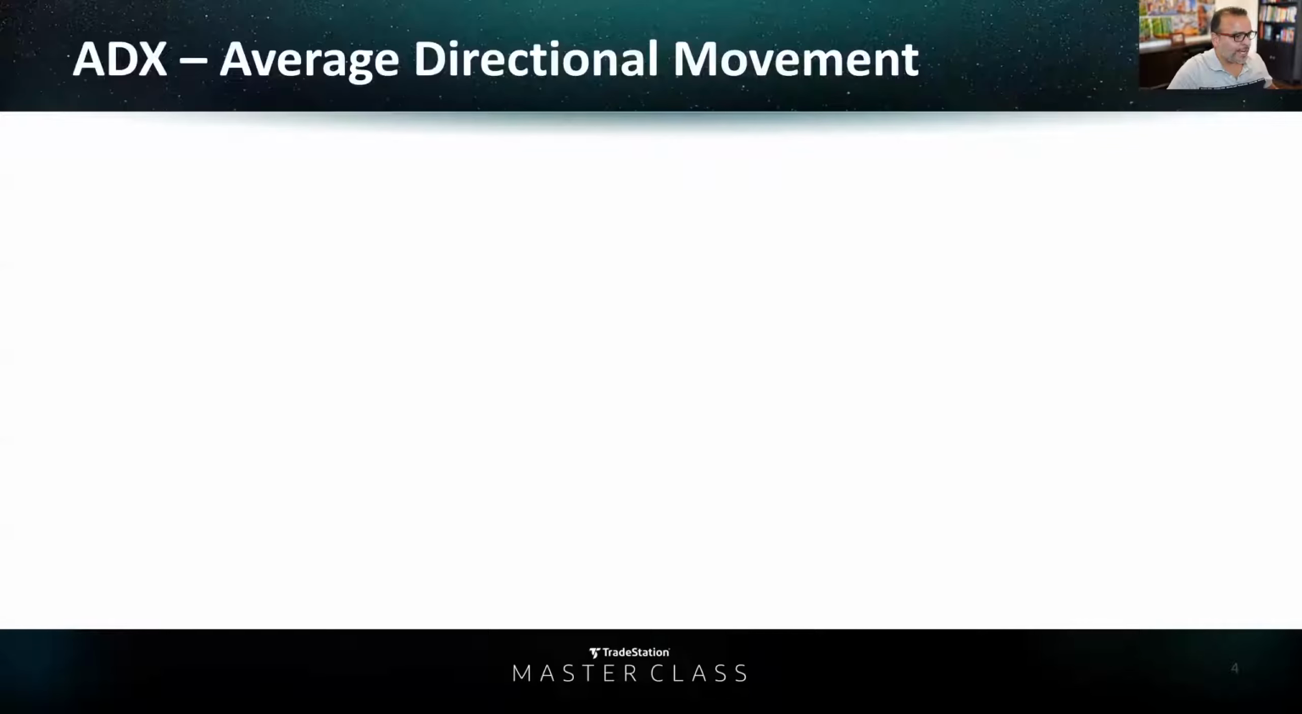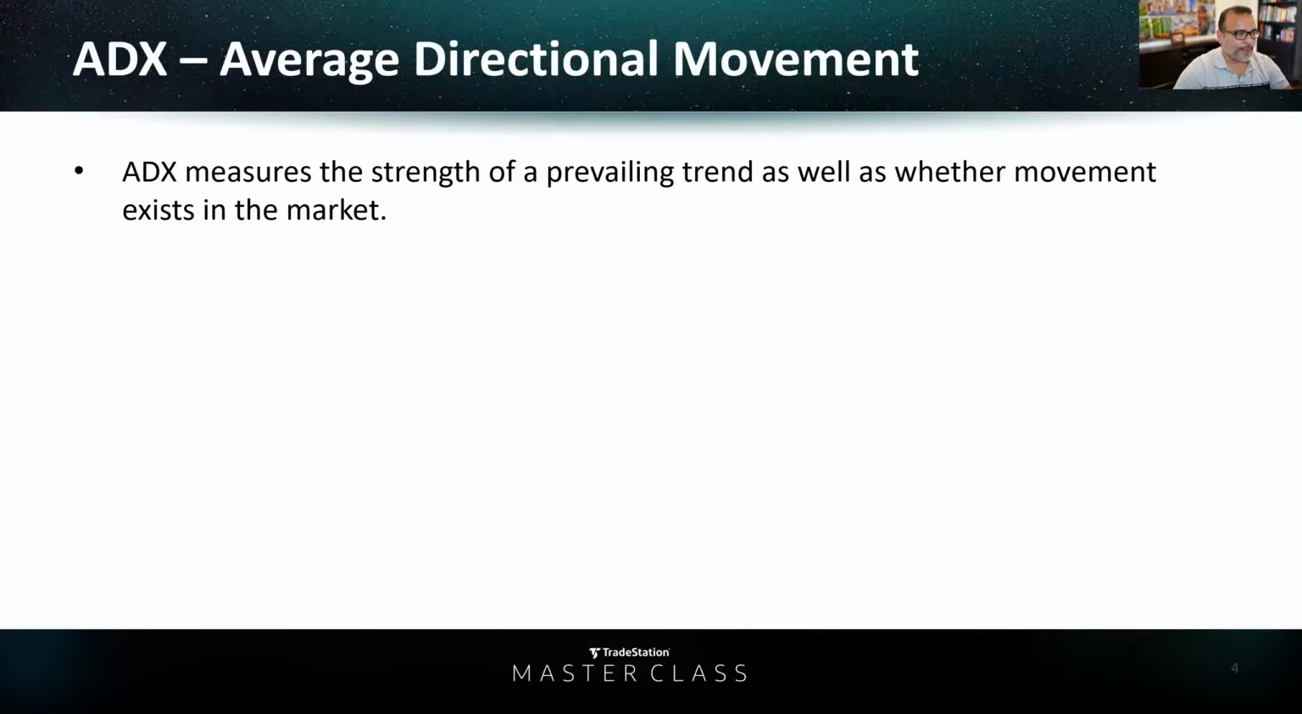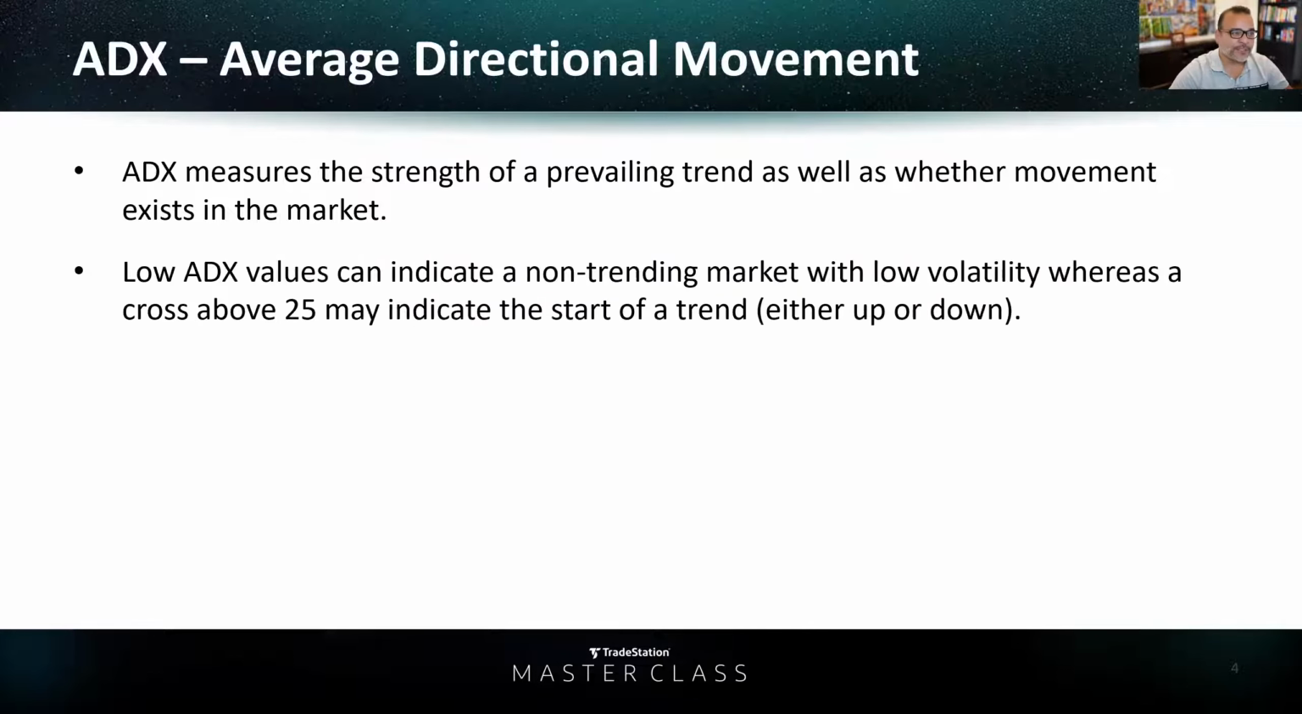Let's talk a little bit about ADX and some of its characteristics. As we said previously, ADX measures the strength of a prevailing trend, as well as whether movement exists in the market. The lower the reading, the less the markets are moving. The higher the reading, the faster the markets are moving. Low ADX values can indicate a non-trending market with low volatility, whereas a cross above 25 may indicate the start of a trend, either up or down.